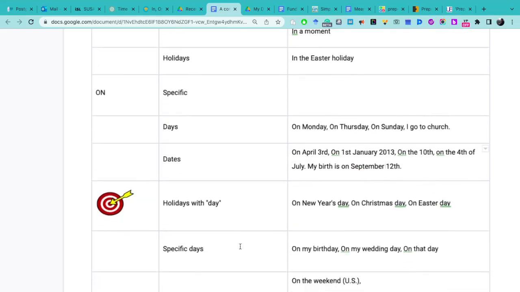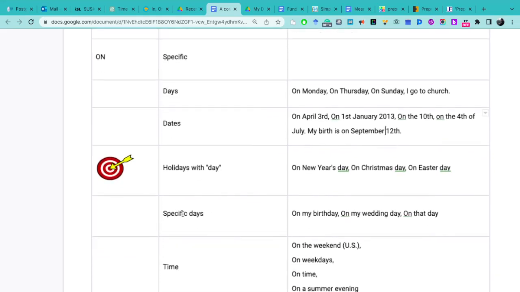And here, on with holidays with the word day. With all of the holidays that include the word day, we must use on: on New Year's Day, on Christmas Day. Here we're using the word day, and it's underlined in green, right? So on Easter Day. So with holidays with the word day, we must use the preposition on.